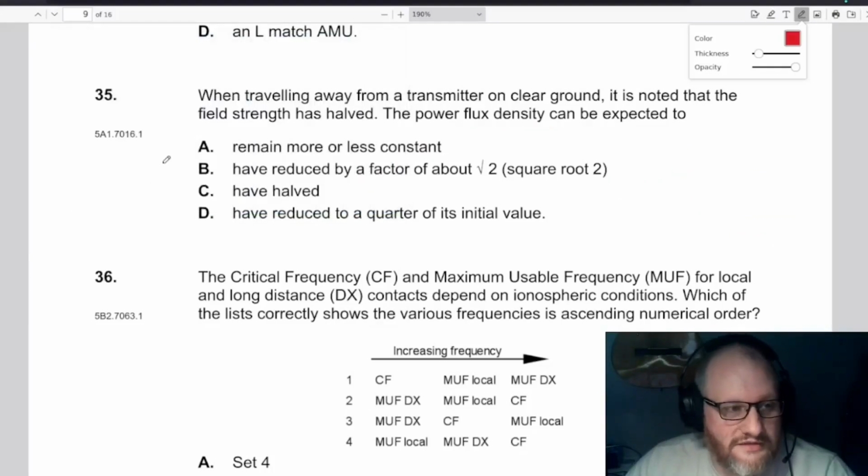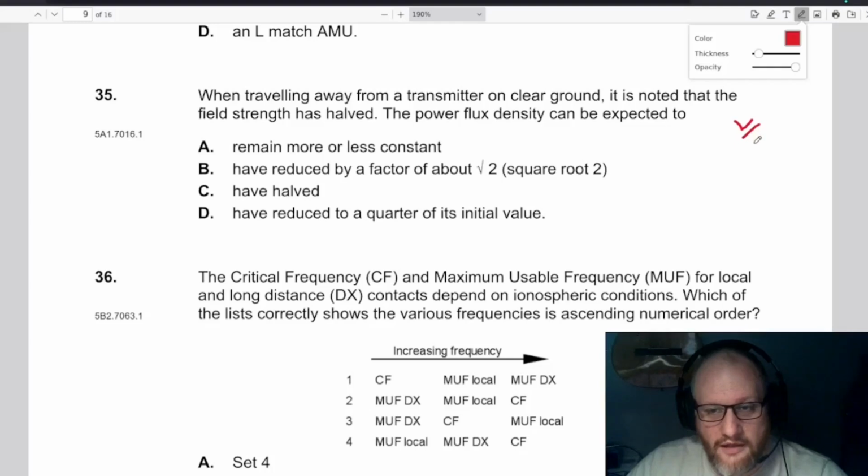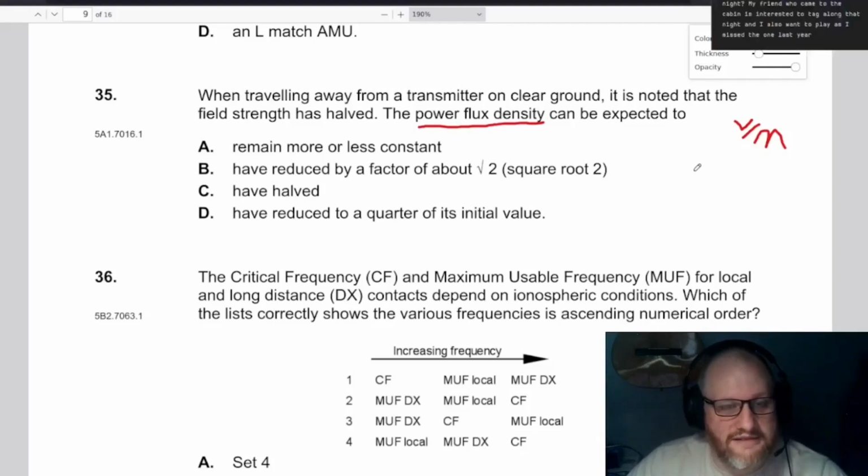So our field strength describes the intensity of an electric field at a particular point. We can think of it as a scalar value because it is a single number. It is volts, remember, volts per meter. So what does the power flux density describe? Well, the power flux density describes the amount of power that is projected onto a 1 meter square surface at a remote distance from the transmitter.